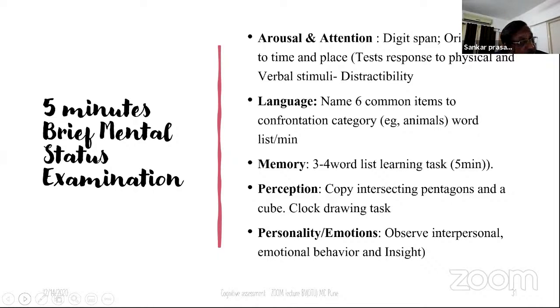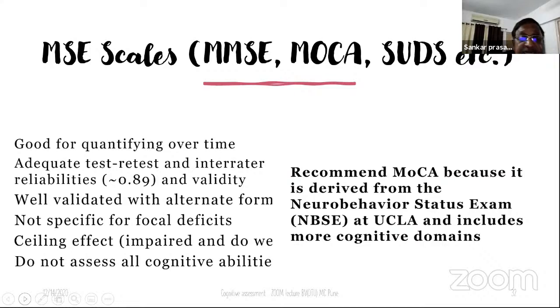We have made the objects, the actions, the reading, the writing, and you can have these things made and keep with you. For the DNB students, sometimes you may have to do a detailed examination. That time these things will be very helpful. The copy of intersecting pentagons, perception, the clock drawing test are very, very important. And lastly, you could observe interpersonal and emotional behaviors and insights, which will lead us to frontotemporal dementia or a variant of Alzheimer's disease.